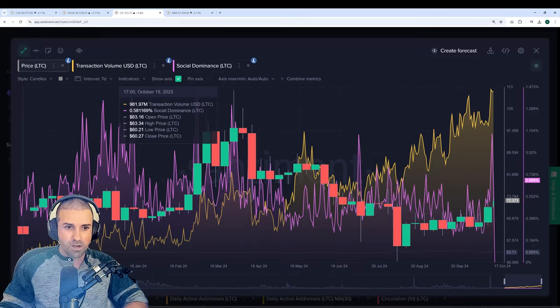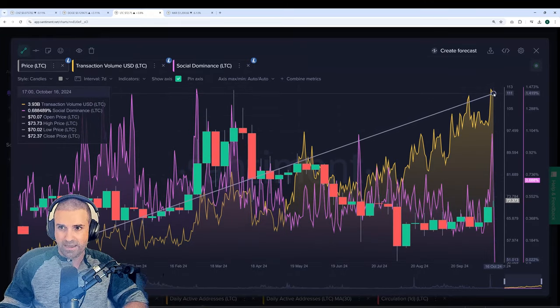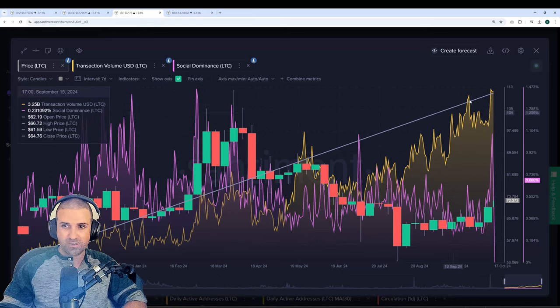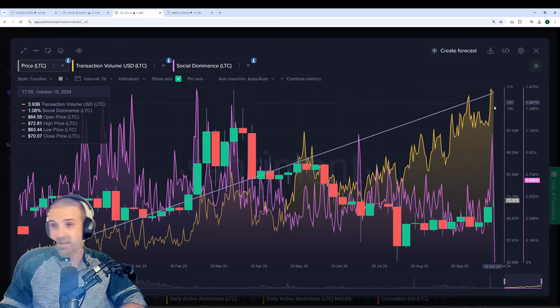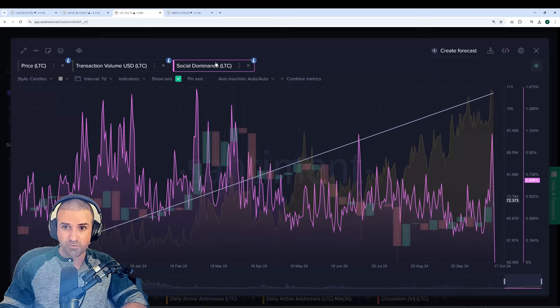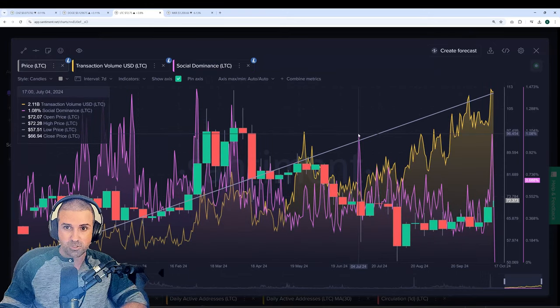So, you know, just to draw an approximate line, it looks something like that. I mean, we've got 967,970K going back to October of 2023, and now we're looking at almost $4 billion in transaction volume dollars per day going on right now. So that's substantial. And in the meantime, social dominance has also spiked to its highest point since July 4th.